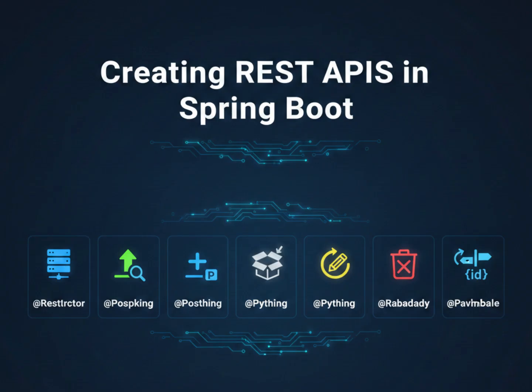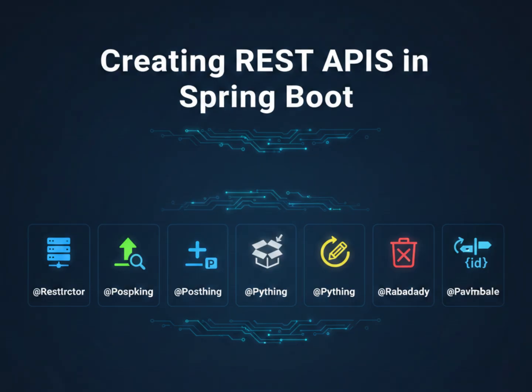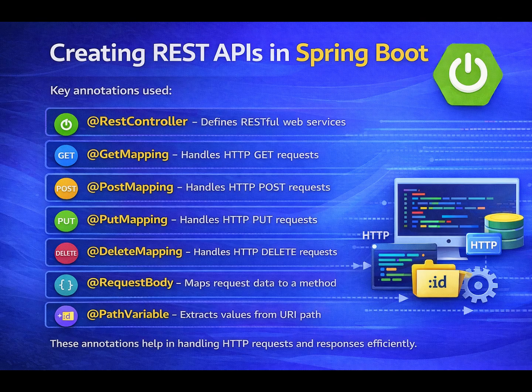Creating REST APIs in Spring Boot. Key annotations used are @RestController, @GetMapping, @PostMapping, @PutMapping, @DeleteMapping, @RequestBody, and @PathVariable. These annotations help in handling HTTP requests and responses efficiently.